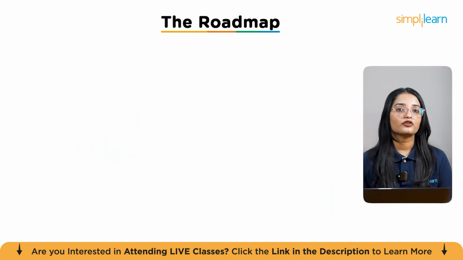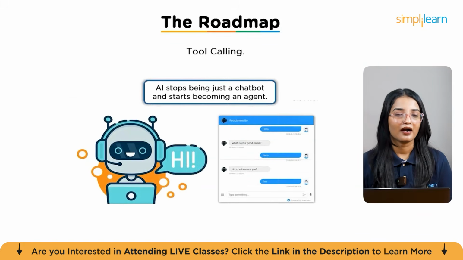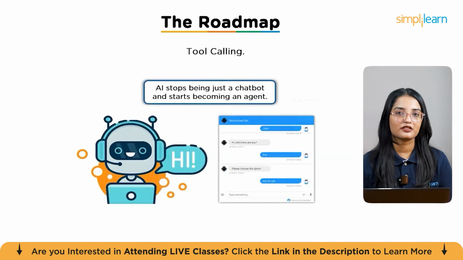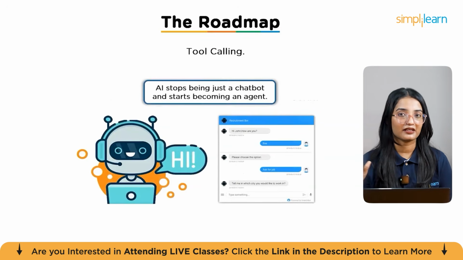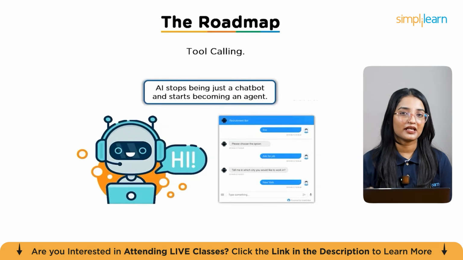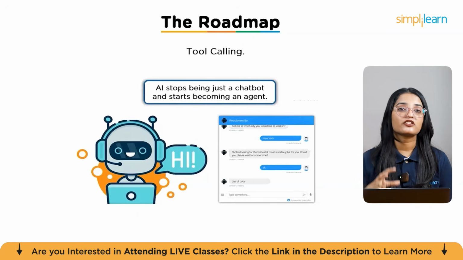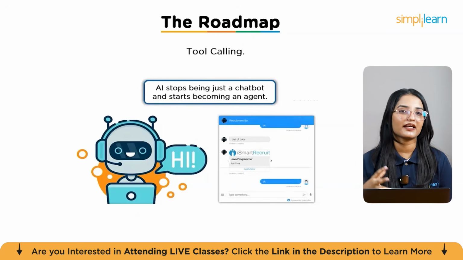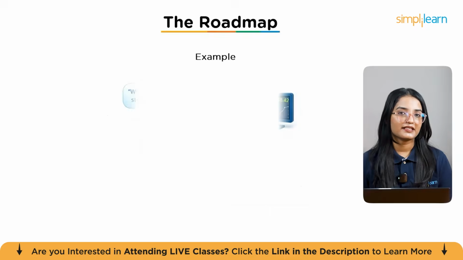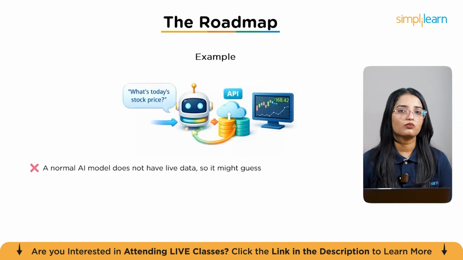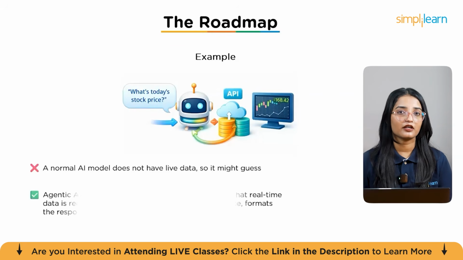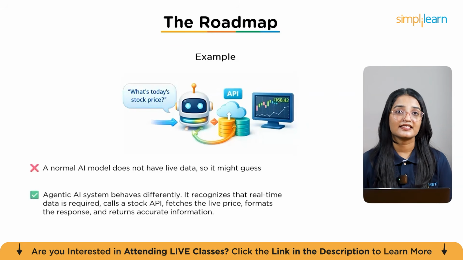Now, let's move on to the powerful part, which is tool calling. Up until now, everything we discussed was happening inside the AI's brain. But this is where we connect that brain to the real world. And this is the moment where AI stops being just a chatbot and starts becoming an agent. So let's take a very basic example here. A user asks, what is today's stock price? A normal AI model does not have live data, so it might guess. And guessing in real-world systems is dangerous.